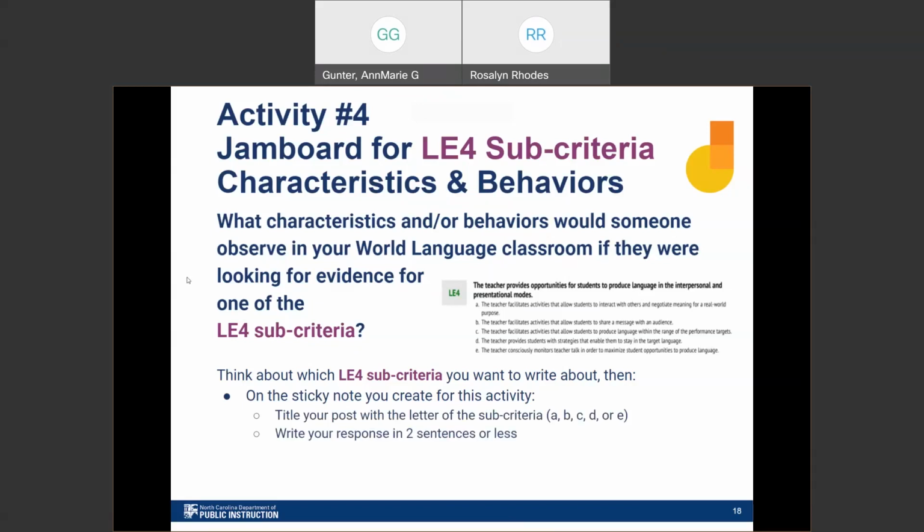You're going to write your response to that question: what characteristics or behaviors would someone observe in your world language classroom if they were looking for evidence? Write that in about 2 sentences or less. You can include your name on the sticky or you can remain anonymous. It's totally up to you.